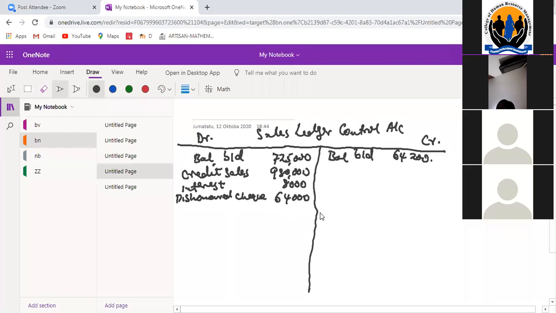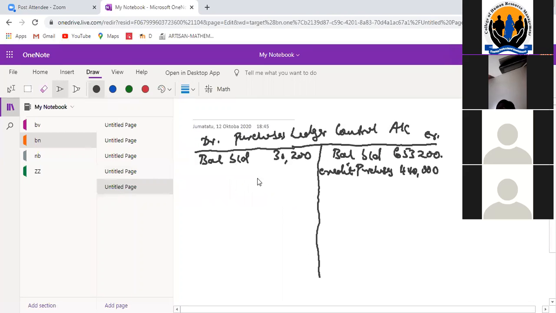Discounts received, 38,000. Discount received is normally for the purchases, and it is going to be reducing this amount. So we record it here.